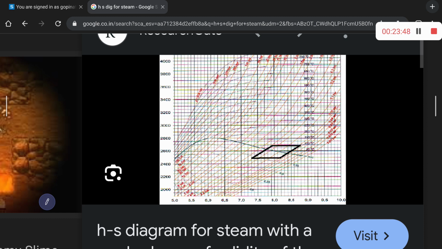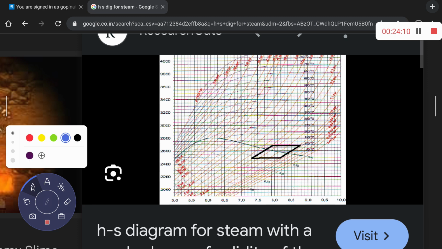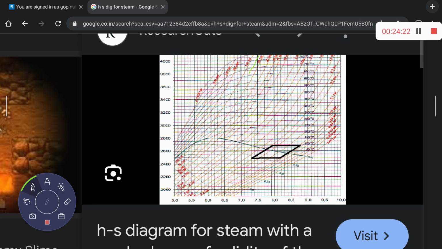So this is 100 bar, this is 50 bar. So in between, this 70 bar will be there. Temperature is how much? 500 degrees centigrade. This is the 500 degrees centigrade line. You can see the 500 degrees centigrade line. Okay. See here. This is the 50 bar, 100 bar. So the 70 bar pressure line we can draw here, somewhere here.